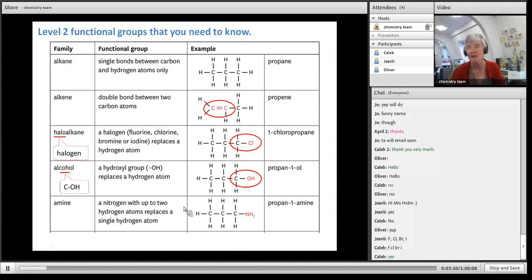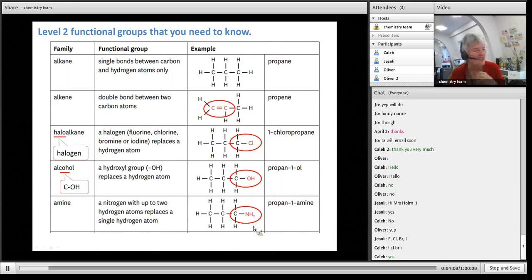Okay, and an amine. So if there's a bit of noise, we've got a teacher leaving for 6 weeks, so there may be a bit of, yeah. Don't worry. Okay, no, don't worry.